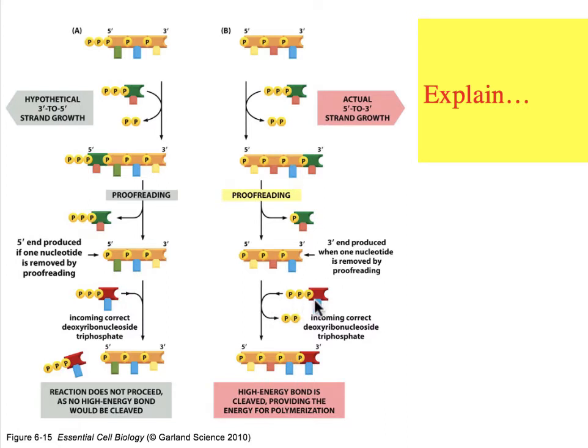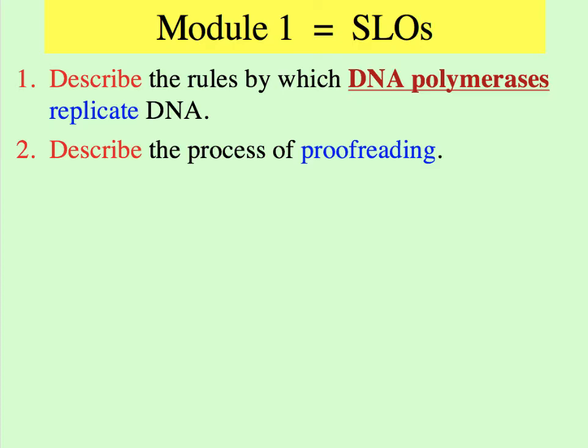So the main difference is, where is the energy located? On which side of the incoming nucleotide? Here the energy is too far away from the bond. Here the energy is close to the bond and can be utilized. Students should understand this before proceeding. This concludes the first module. You should be in a position to now describe the rules by which DNA polymerases replicate DNA, and also have a good clue as to the proofreading process.